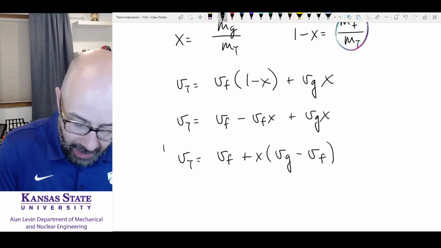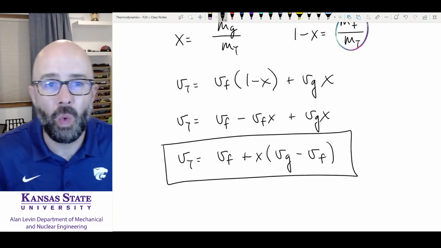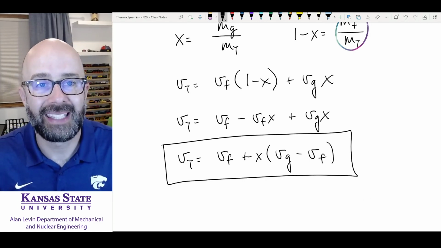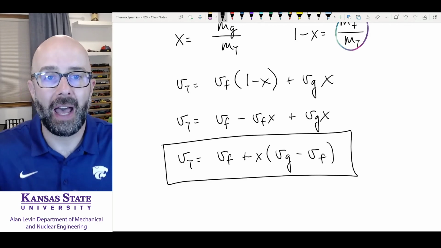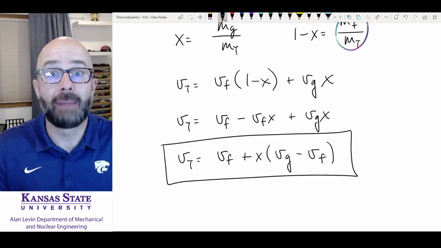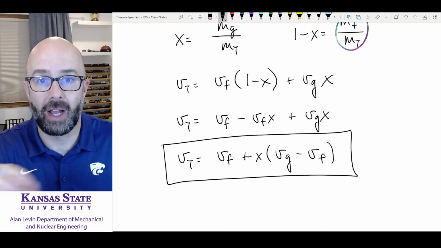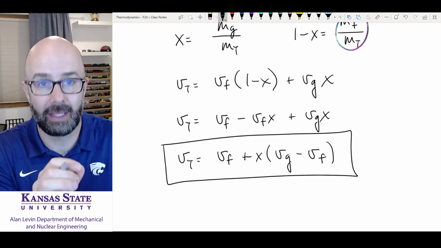And this is a very important equation. I call it the quality equation because it helps us determine what the specific volume of our liquid-vapor mixture is as we're going across that line, dependent upon the quality.